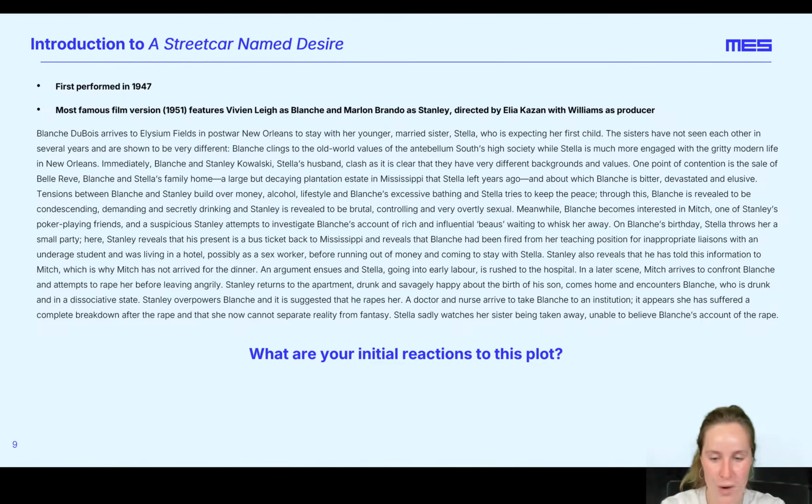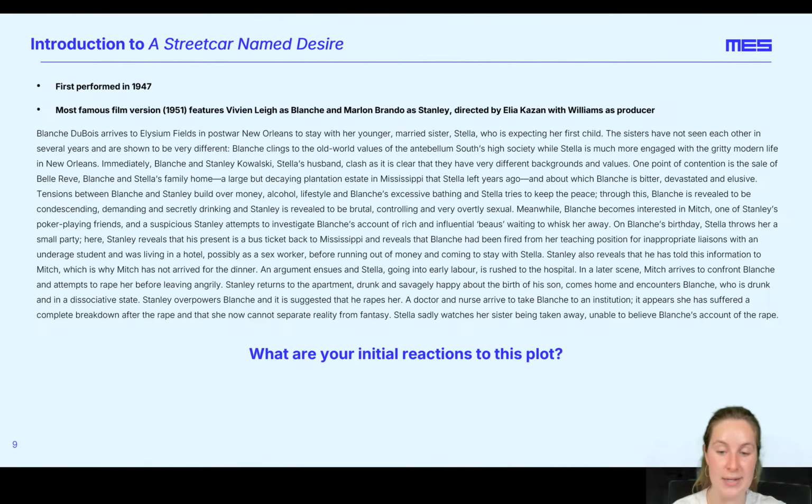So, Blanche Dubois arrives to Elysium Fields in post-war New Orleans to stay with her younger married sister Stella, who's expecting her first child. The sisters have not seen each other in several years and are shown to be very different. Blanche clings to the old world values of the antebellum South's high society, while Stella is much more engaged with the gritty modern life in New Orleans.